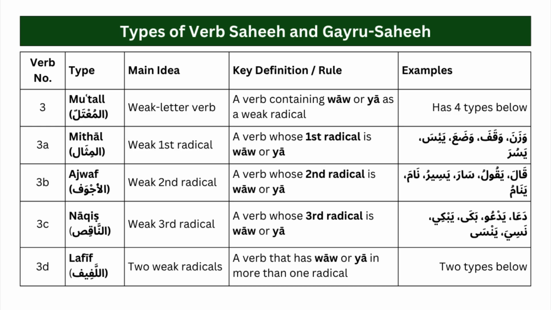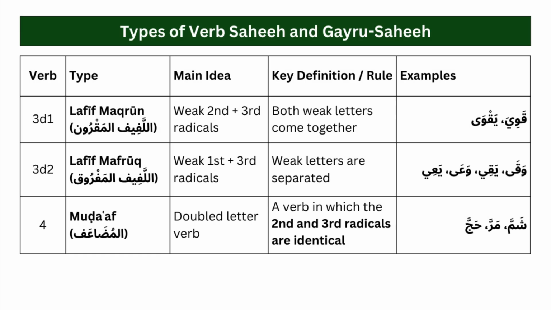The fourth subtype is lafif, where more than one weak letter appears in the root. This itself has 2 kinds. The first is lafif maqrun, where the 2 weak letters come together, meaning the second and third radicals are weak. The example given is qawiya or yaqwa type patterns. The second is lafif mafruq, where the weak letters are separated, meaning the first and third radicals are weak. Examples include waqa, wa, and similar forms. So this last type is the family with 2 weak letters.